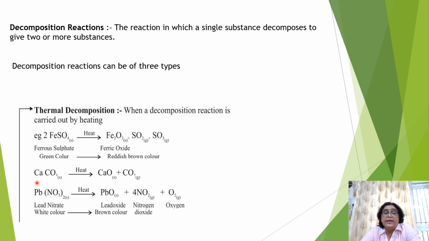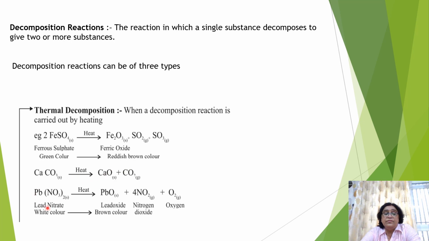Okay. Then calcium carbonate, when it is heated, calcium carbonate is one substance. It forms calcium oxide plus carbon dioxide. So calcium oxide is formed plus carbon dioxide gas is given out. This is again a thermal decomposition because on heating the reaction occurs.